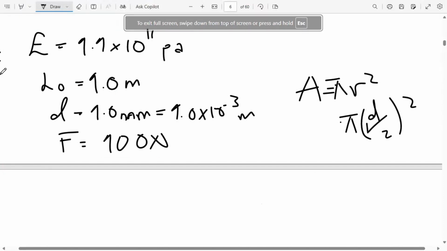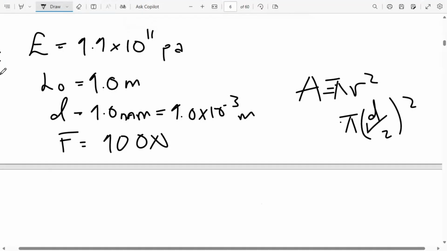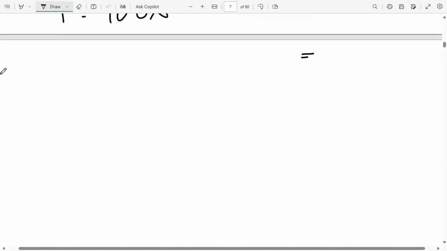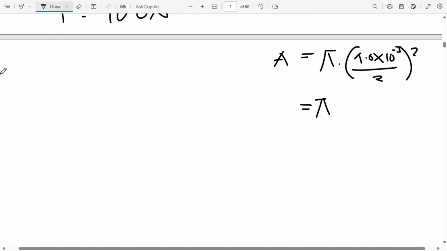Okay, so this is the formula for our area. We can calculate the area first. Area will be equal to pi multiplied by diameter, which is 1.0 times 10 to the power minus 3 meters, divided by 2, since we want radius, this squared. Let's break it down first. This will be equal to pi multiplied by 0.5 times 10 to the power minus 3 squared, like this.